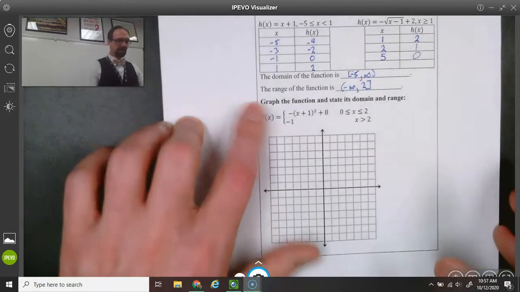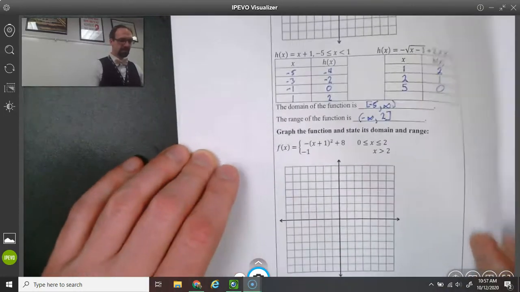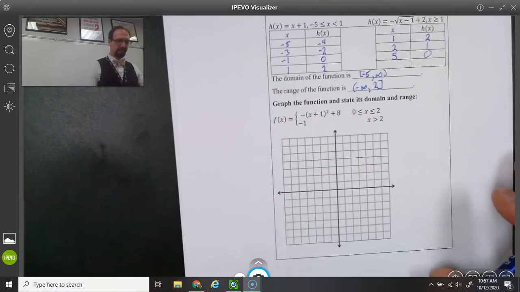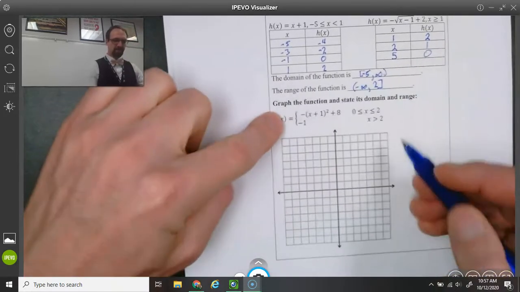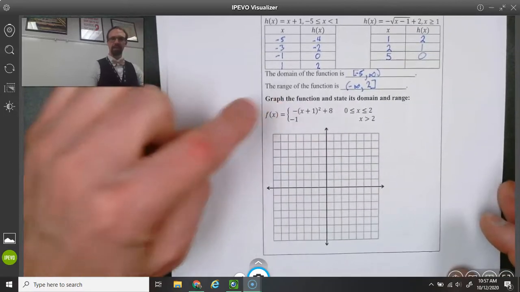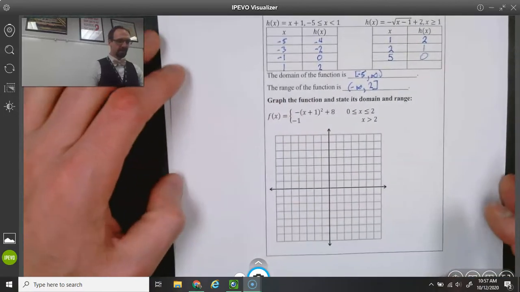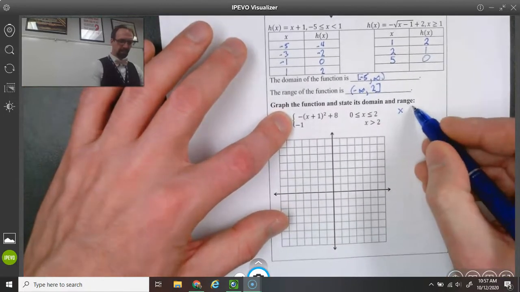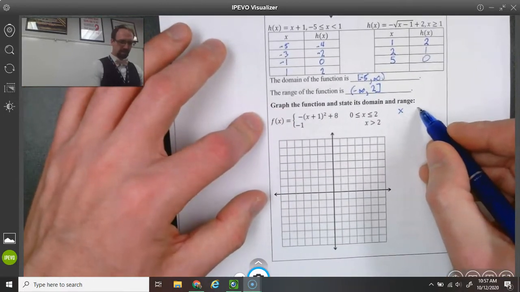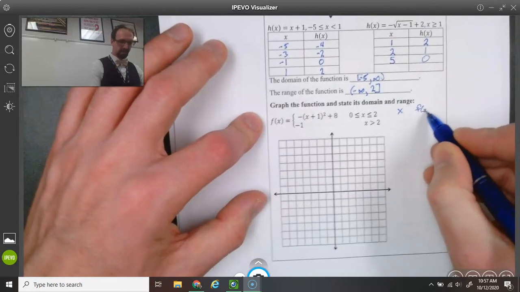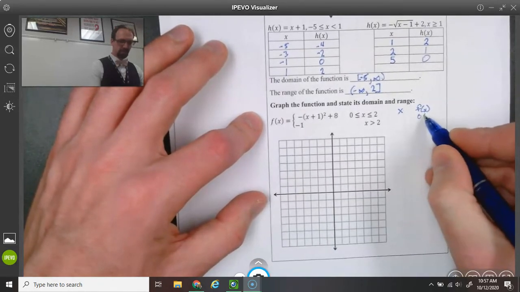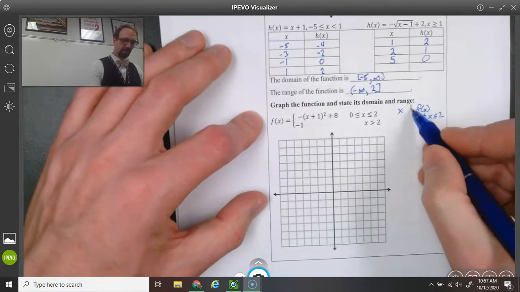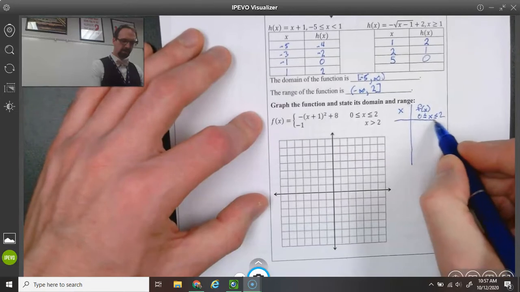For this one, graph the function and state its domain and range. Can't remember if I gave you, nope, I did not. So we're going to have to think about what's going on here for each of these values. Again, making a table is useful if you have nothing to go off of. So if I made a table going off with this one, x and f of x for 0 is less than or equal to x, which is less than or equal to 2. So here are these values.